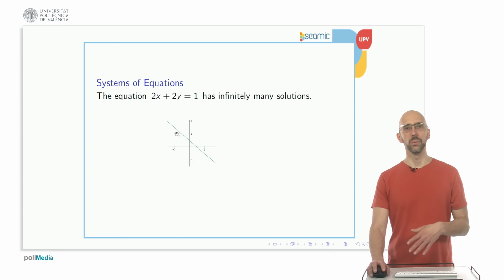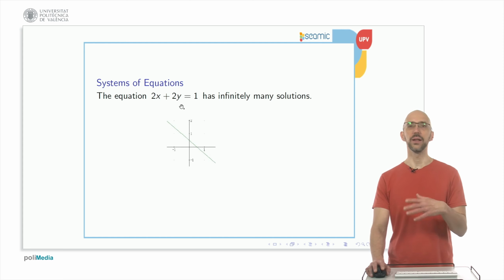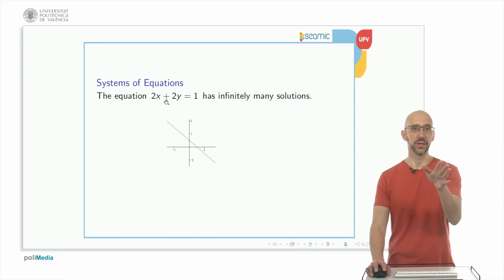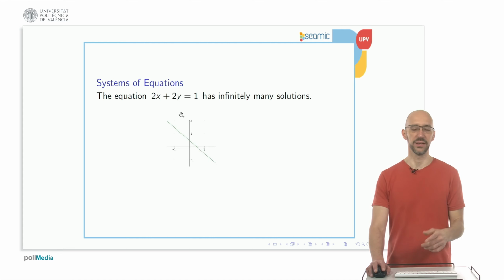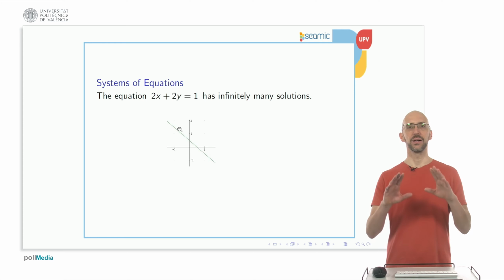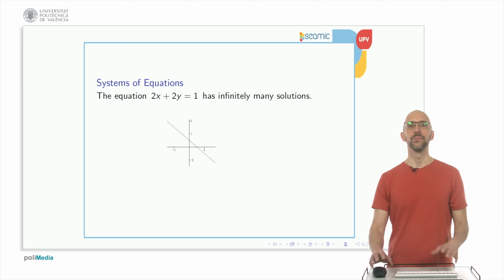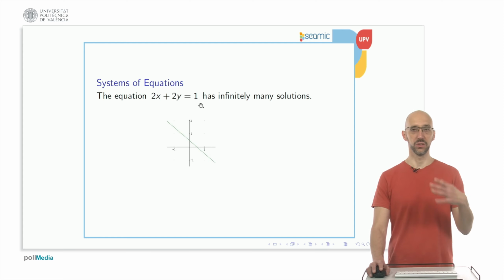Also, if you want to plot it, this is just a straight line. If you solve for y, it's a piece of cake because you are going to have a straight line going down, because 2x goes to the other side, minus 2x, and the slope is negative 1. Then you divide by 2, and it's not slope negative 2, it's negative 1. But anyway, it's just a straight line going down. All the points in this straight line verify this equation. So as you see, you will have many solutions.